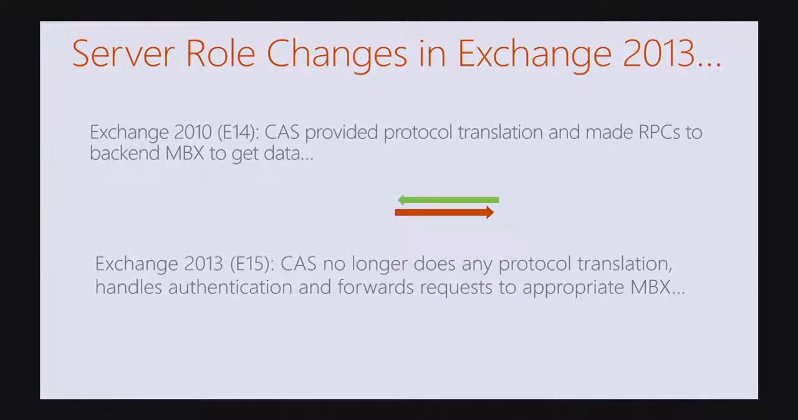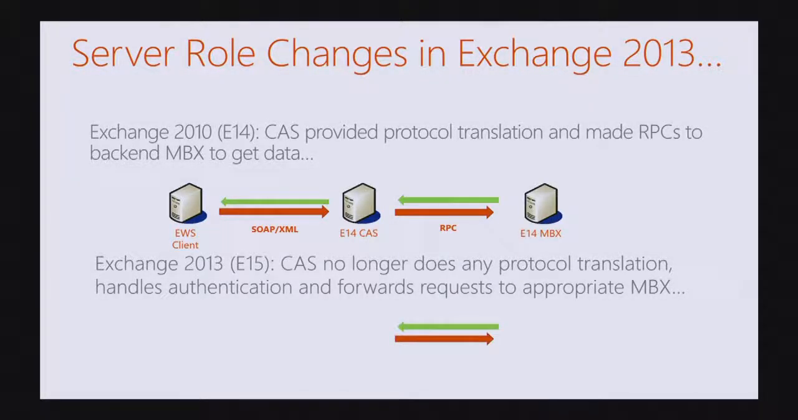All right, so looking at the server role changes in Wave 14, my little animation here is a bit out of sync. The key thing to note is that we have SOAP, in the case of an Exchange Web Services client, talking to a CAS role, and the CAS role digested the SOAP. It understood the protocol and talked RPC to the mailbox server.